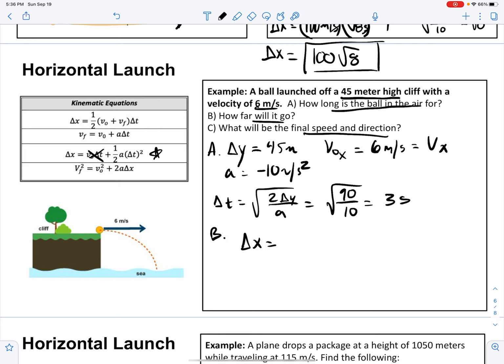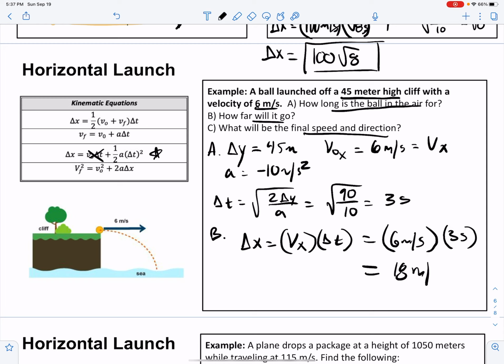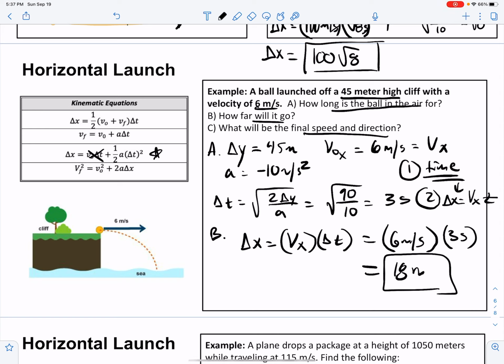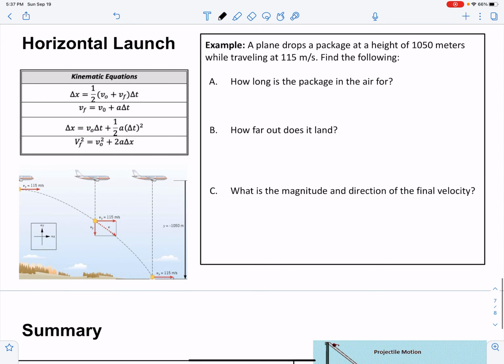All right, how far will it go? Delta x equals our horizontal velocity times our time. So we get 6 meters per second times 3 seconds, and we get 18 meters. So this object will go a total of 18 meters. How did we get that? Step 1, find the time from the vertical motion. Step 2, apply that to our equation, delta x equals v x times t. Okay. This one, we're going to skip for now in the interest of time.